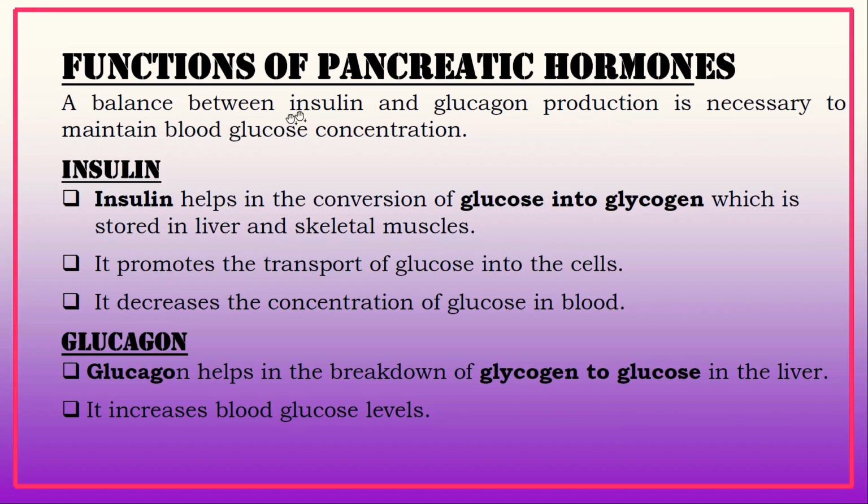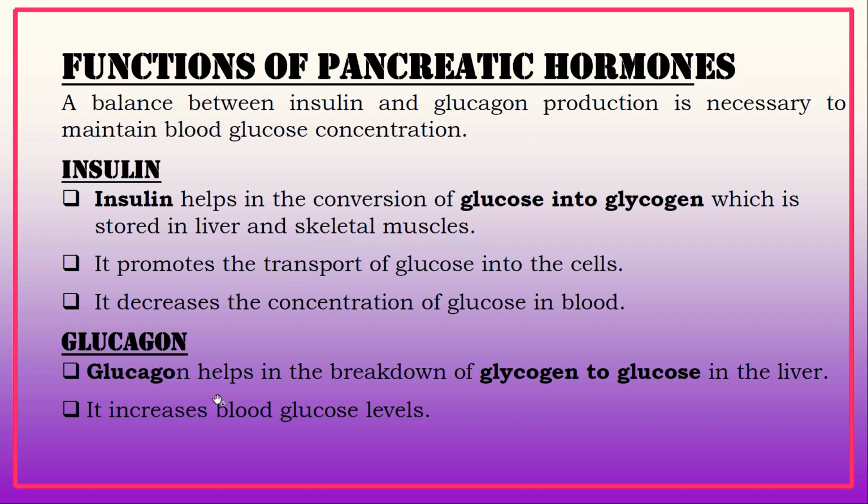Functions of the pancreatic hormones. A balance between insulin and glucagon production is necessary to maintain the blood glucose level. The glucose level in the blood is maintained by both hormones, namely insulin and glucagon. Insulin helps to convert glucose to glycogen, which is stored in the liver and the skeletal muscle. The excess food is stored in the form of glycogen. Insulin also promotes the transportation of glucose into the cells for oxidation, and insulin decreases the concentration of glucose in the blood.